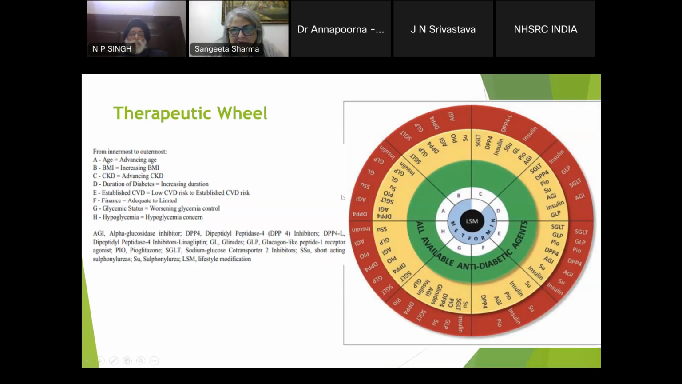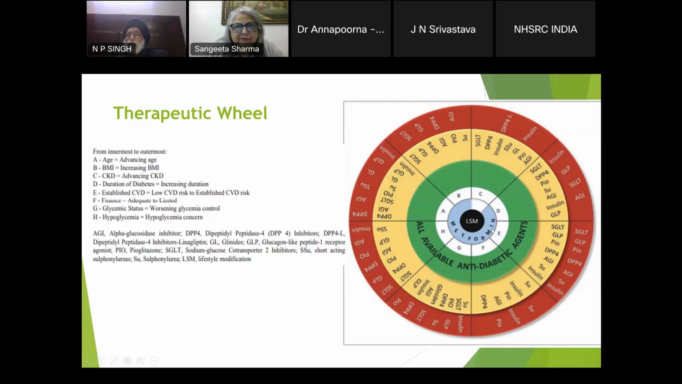If the patient has advancing age, then we take a strategy of A. If the patient has a very high BMI, then we take a strategy of B, and so forth. Advancing CKD, the duration of diabetes increase, E is your established cardiovascular disease, F is your financially patient is very poor, and if the patient has a glycemic status which is worsening, or if the patient has chances of high hypoglycemia. So all these individual issues, we have various strategies available. We have the first line available, we have the second line available.